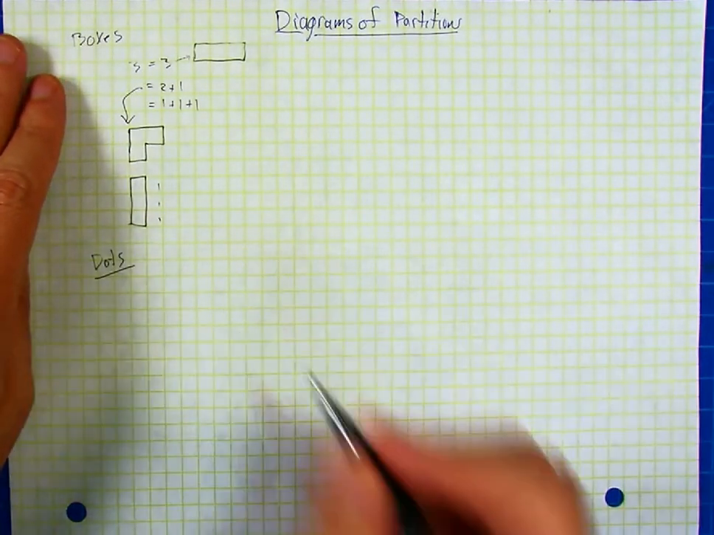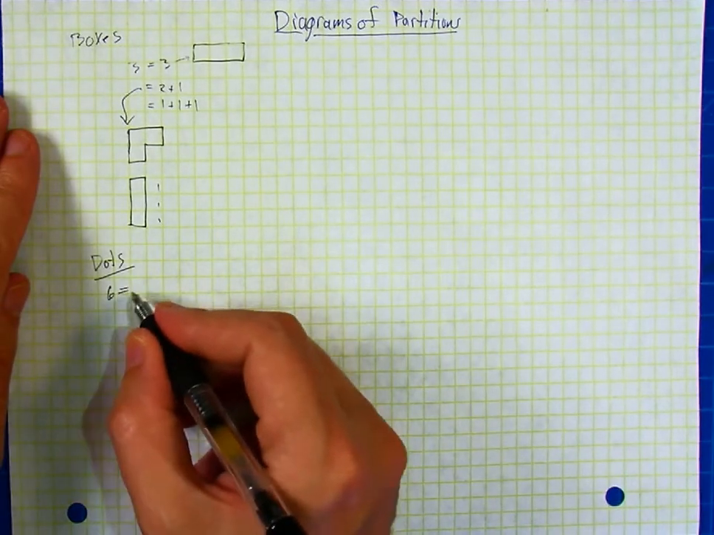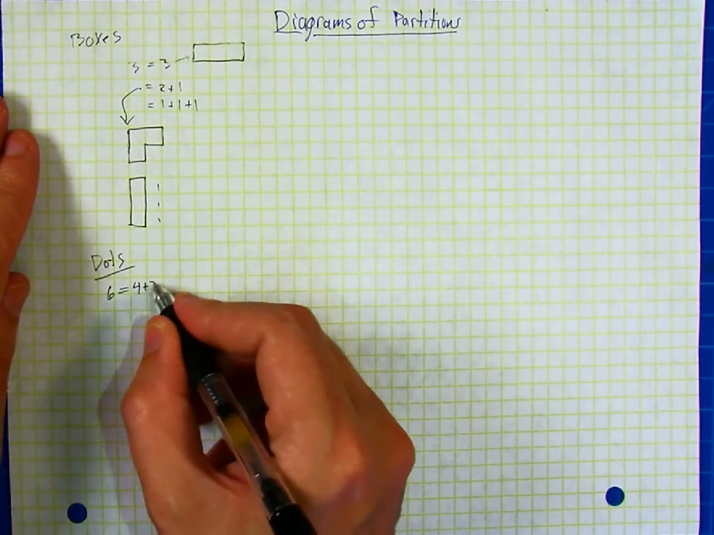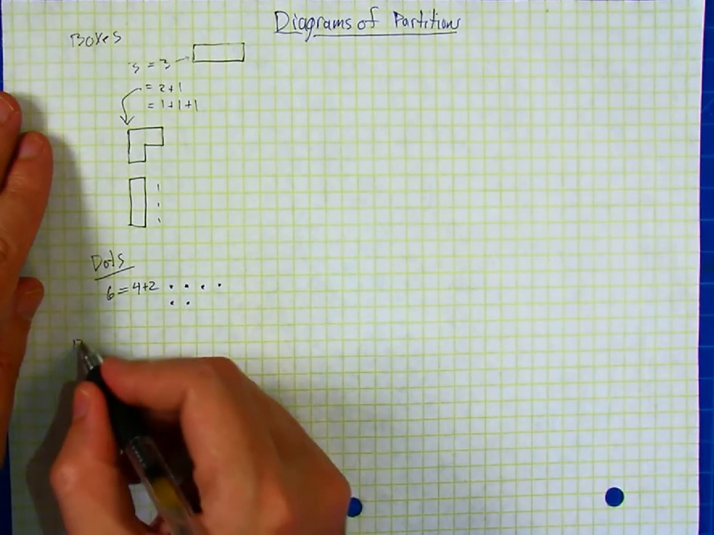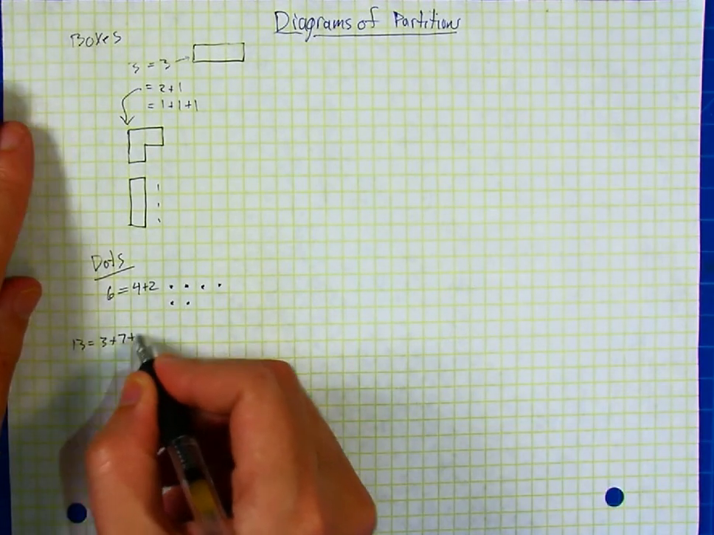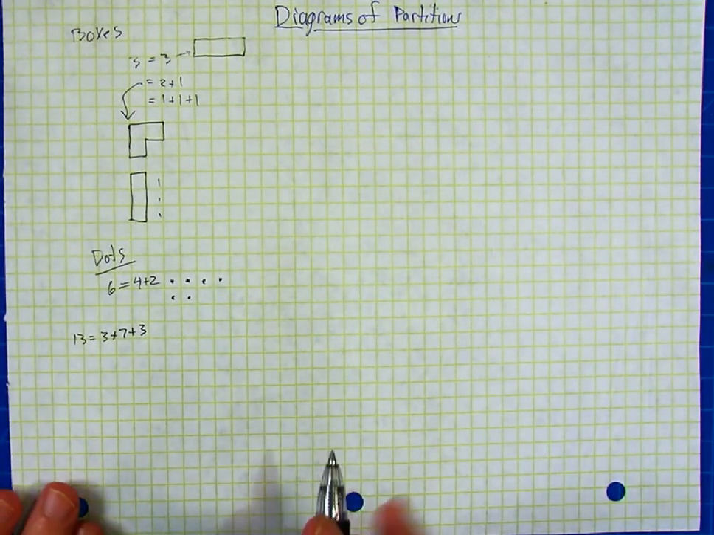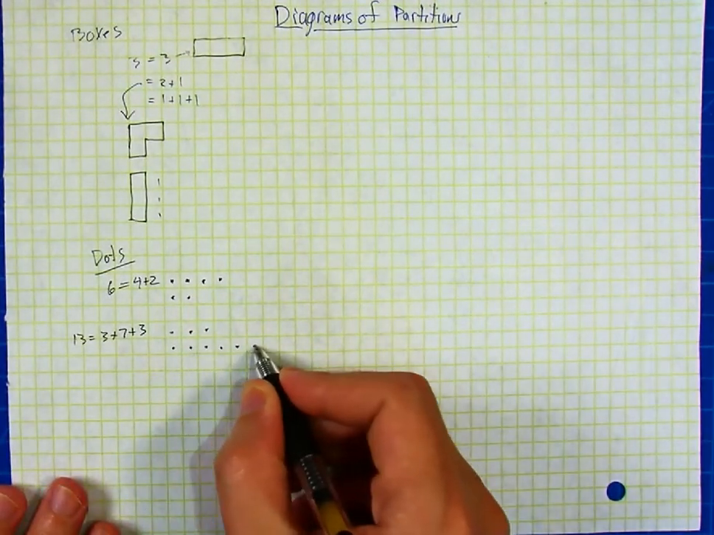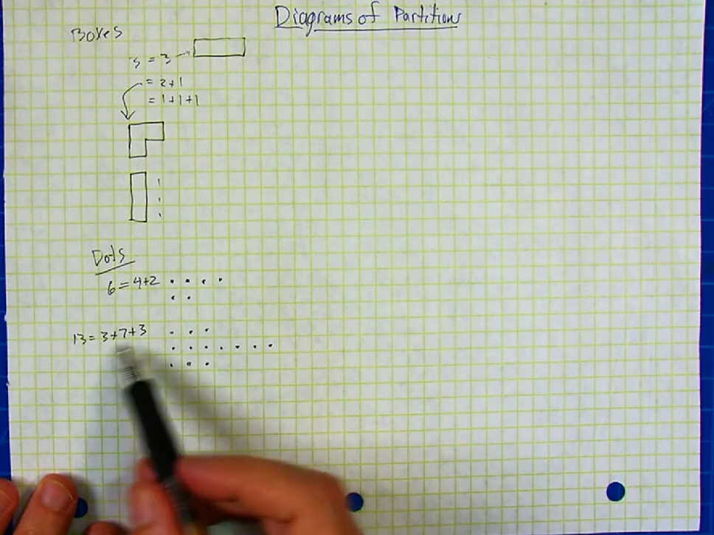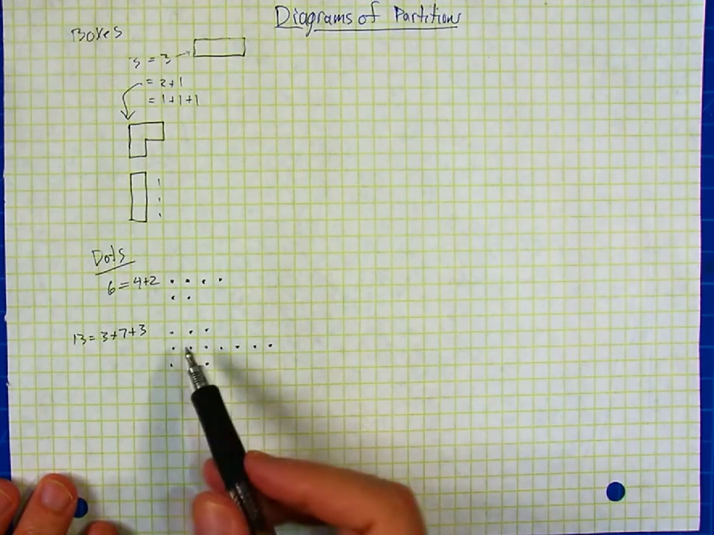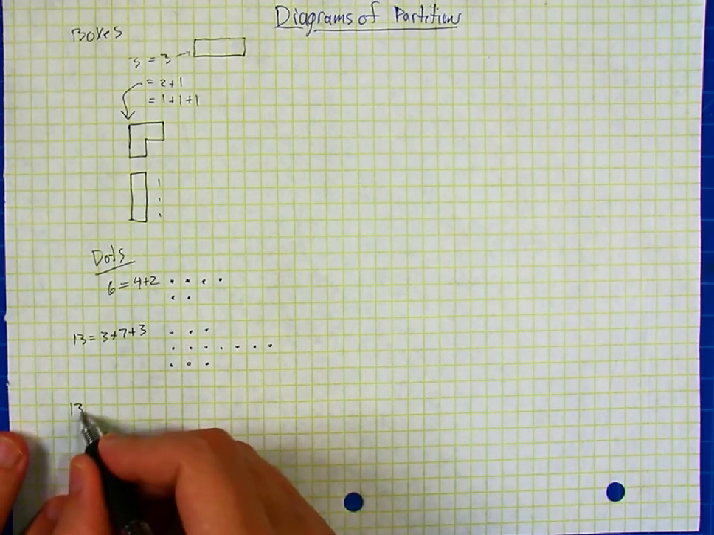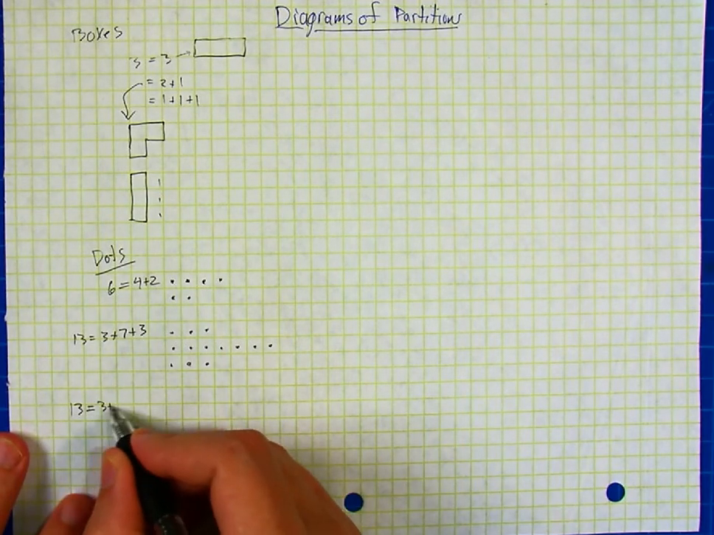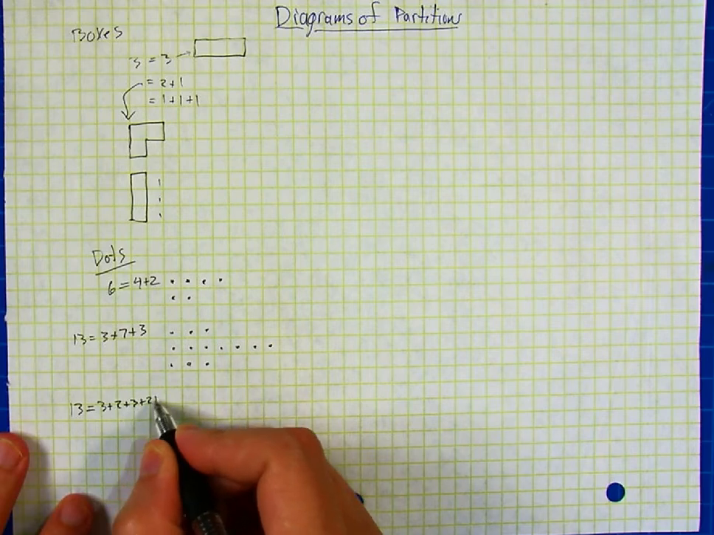We could also use dots. For instance, 6 equals 4 plus 2, so we could do 4 dots and 2 dots. 13 is 3 plus 7 plus 3, so we could write that with dots as 3 plus 7 plus 3. It doesn't really matter what order you write these in, just write it in a nice pattern that makes a pleasing shape to you. So we also had this 13 equals 3 plus 2 plus 3 plus 2 plus 3.